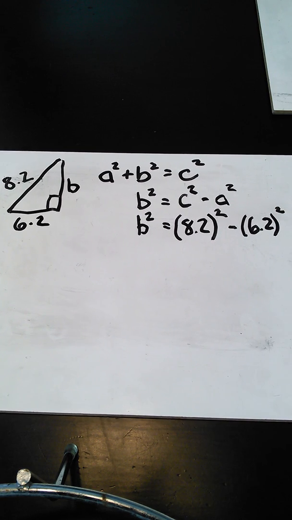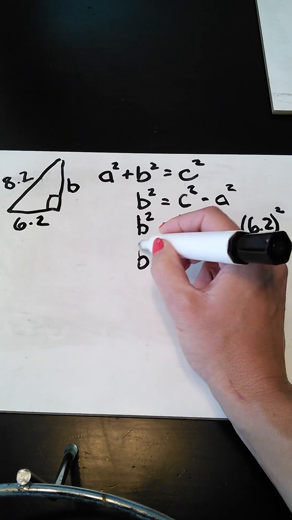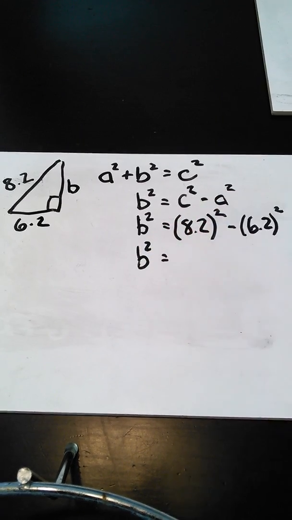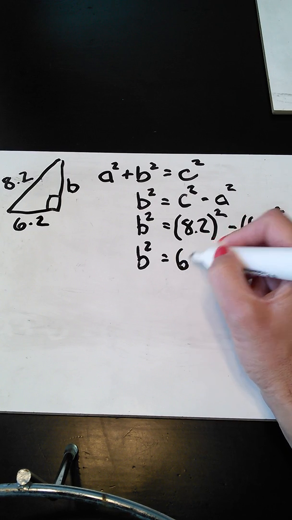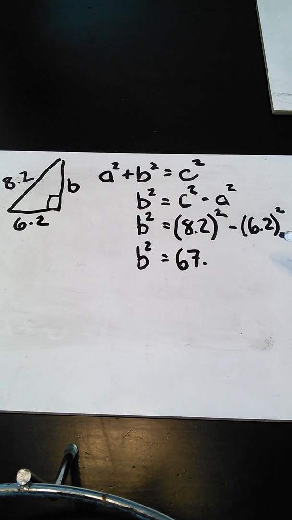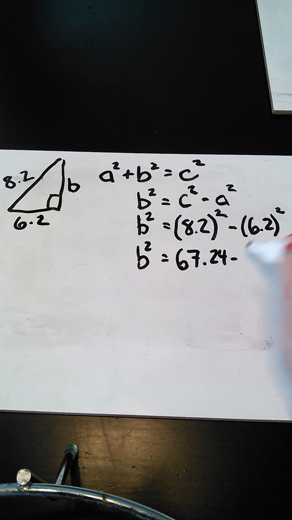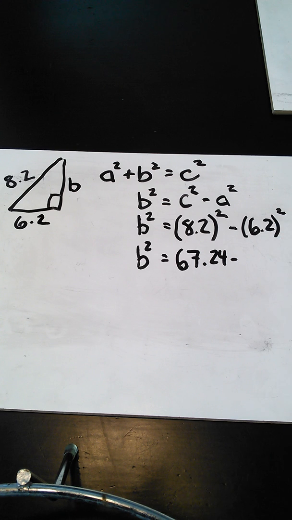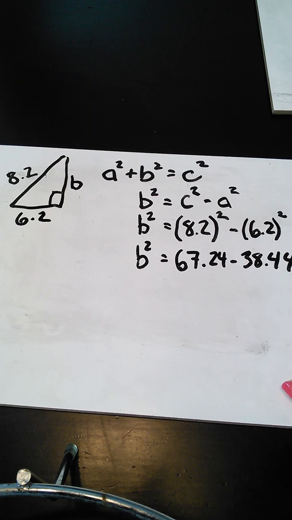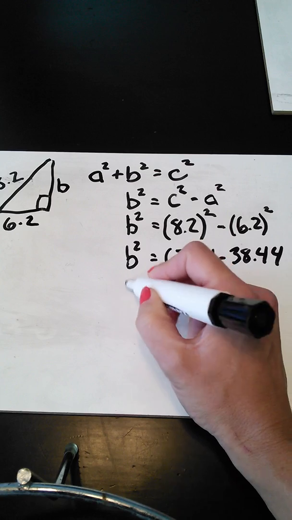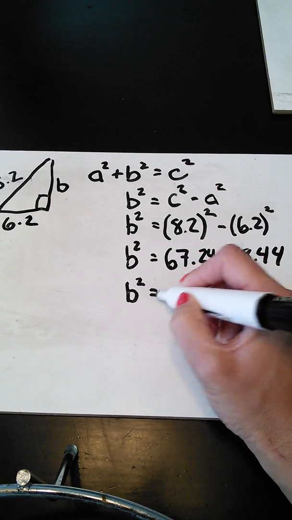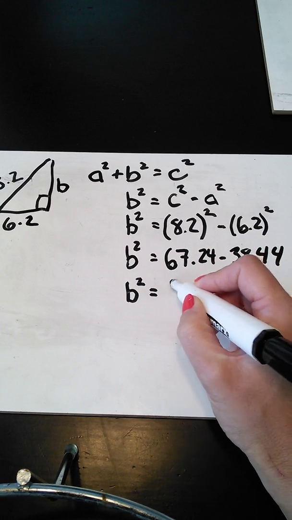So once we solve for this, we now have b squared equals 8.2 squared, which would be 67.24, and I'm going to subtract 6.2 squared, which would be 38.44. Okay, so then after that, we subtract the two and we would get our b squared. So our b squared would end up to be 28.8.